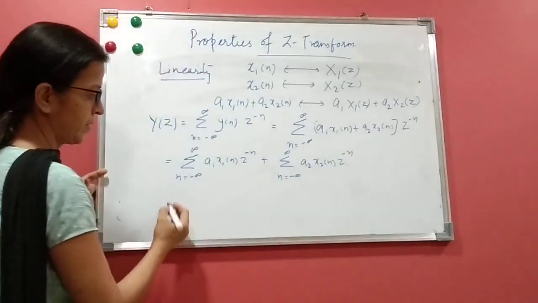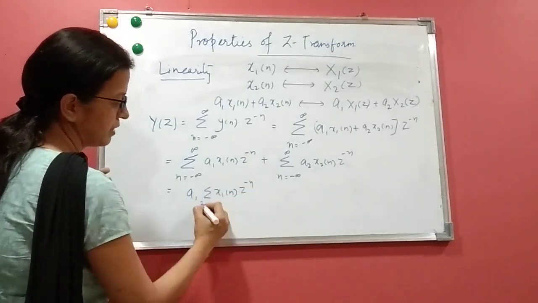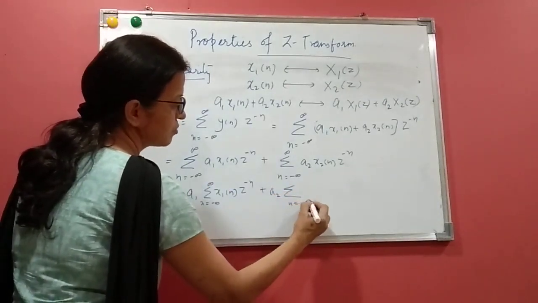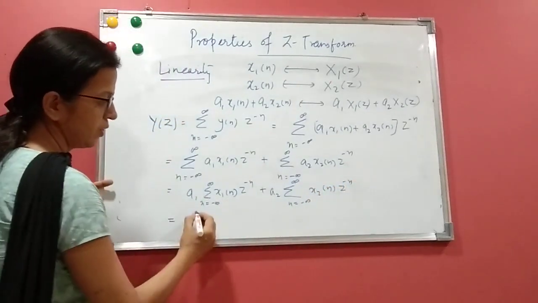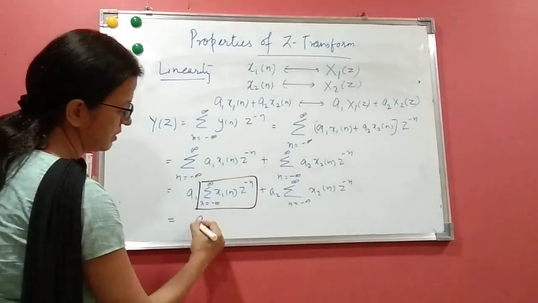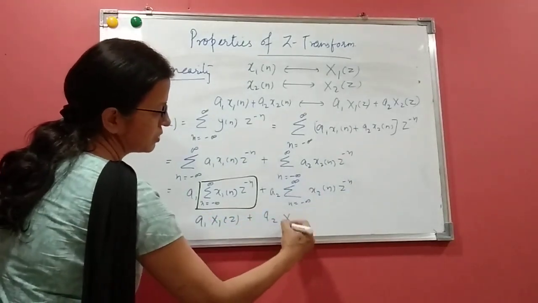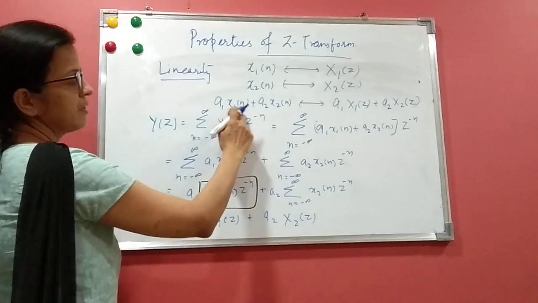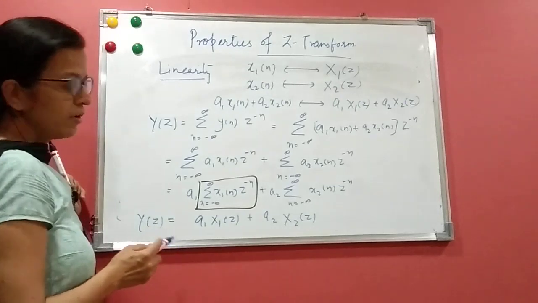Now you can take a1 common here because a1 is constant: a1 times the summation of x1(n) z raised to minus n, plus a2 times the summation of x2(n) z raised to minus n. Now what is this? You can see this is nothing but X1(z), so this is a1 X1(z) plus a2, and this is again X2(z). So this is a1 X1(z) plus a2 X2(z). So when the signal is a1 x1(n) plus a2 x2(n), the Z transform is a1 X1(z) plus a2 X2(z).